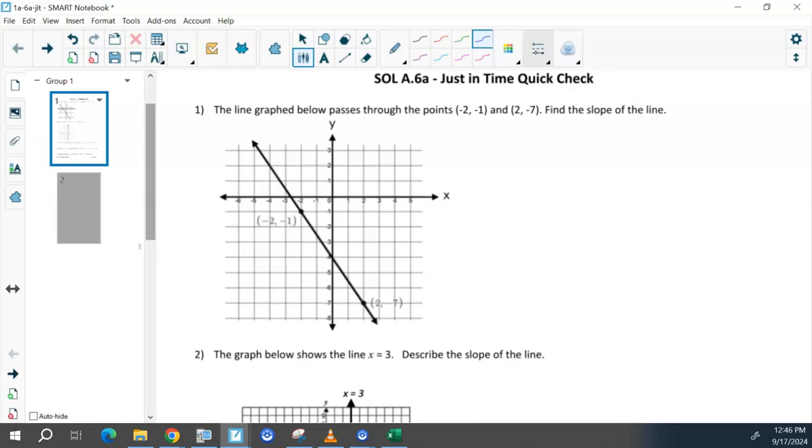We're going to do it both ways, with the y1 and the y2. Okay, so we're going to do it. I got a slope of 3 over 2. You could have done this one of 2 ways: counted or did this algebraically.